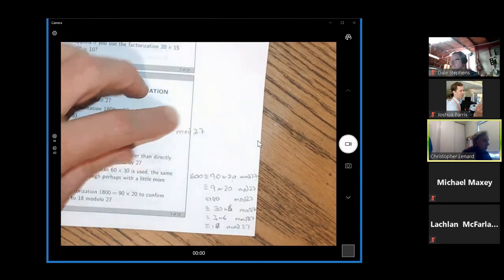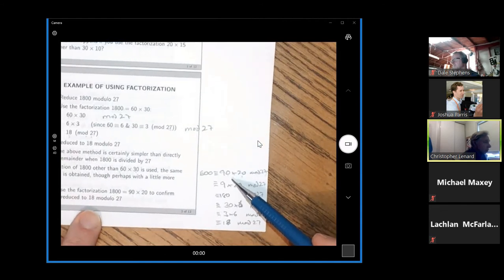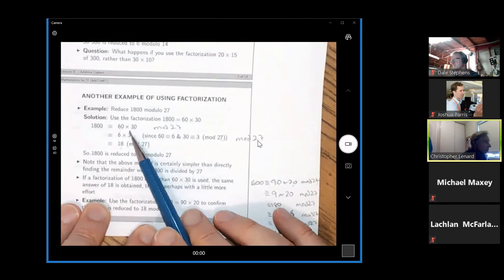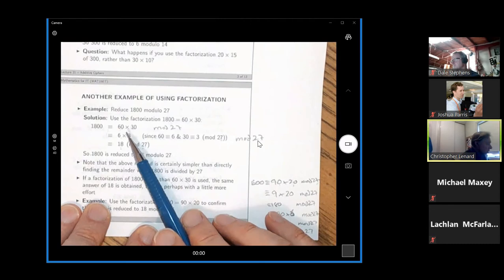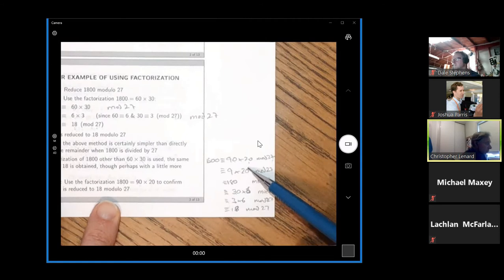So while this method does make life easier, if you choose the wrong factorization to start with, it takes you a few more steps than other factorizations. So the trick with this one, 60 by 30, is that you get 2 small numbers to begin with, whereas this one, 20 was not very good because it didn't get reduced, whereas 90 did get reduced, then you had to do some more work. But you still get there in the end.